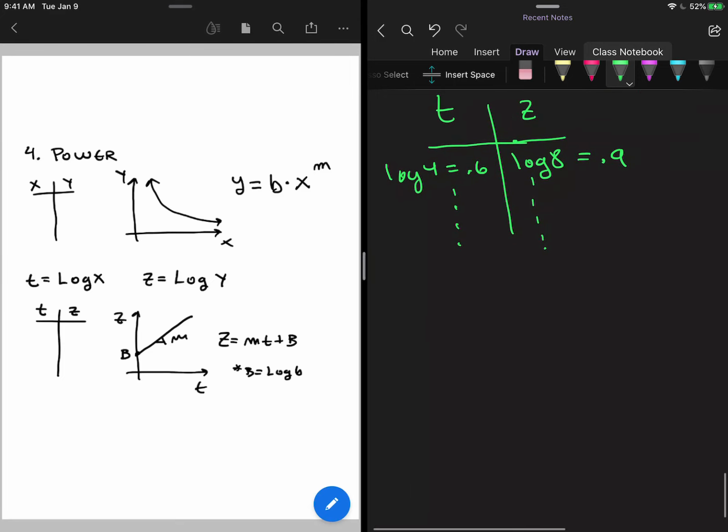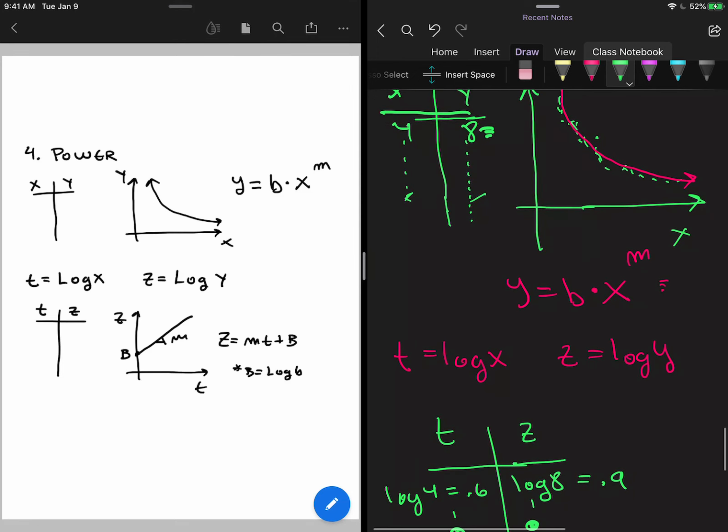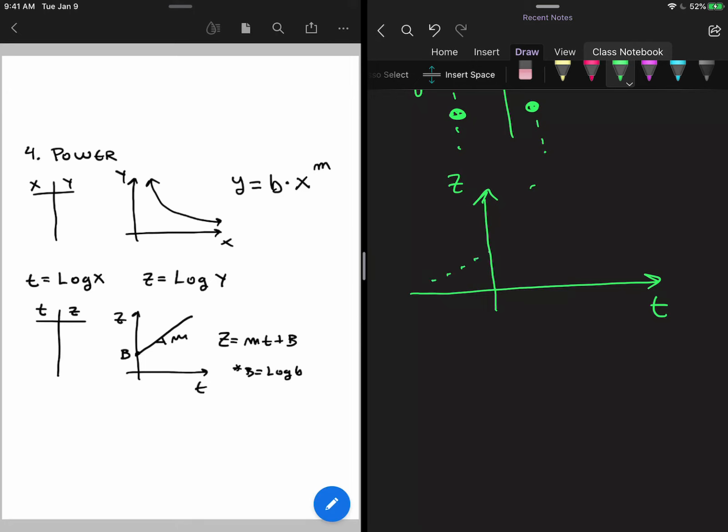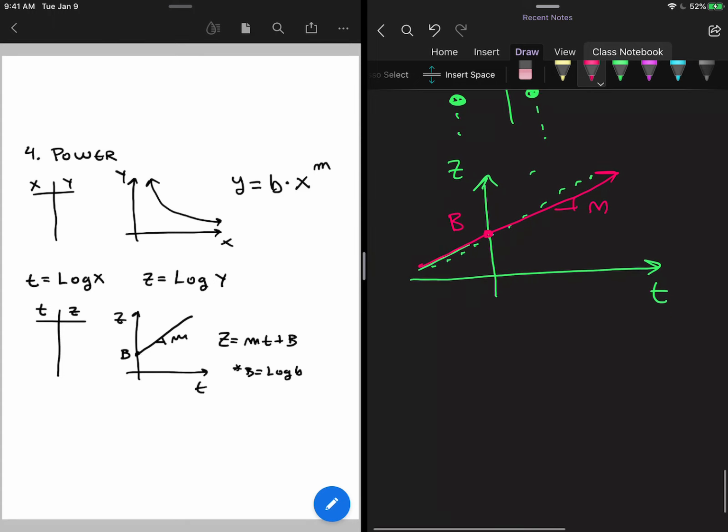And so now, the last kind of graph that we'll be looking at: again, the independent variable is t, and the dependent variable is z, and you're going to put these numbers onto this graph here. And when you do that, if your data actually is a power relation, something like this, then you should get a straight line. And so the line that best fits these numbers is going to be a straight line. It's going to have a slope m, and it's going to have a y-intercept, let's call that capital B.